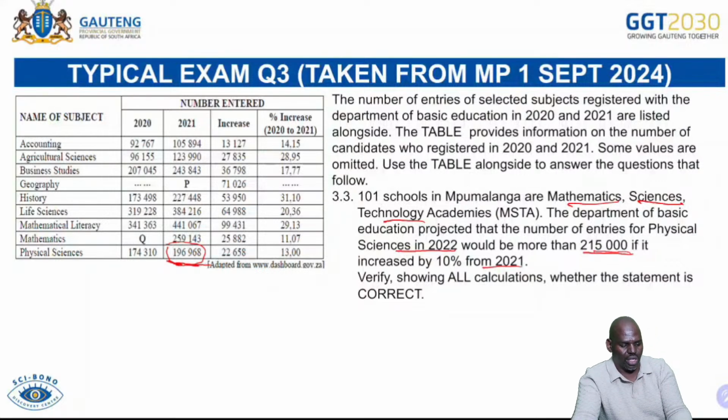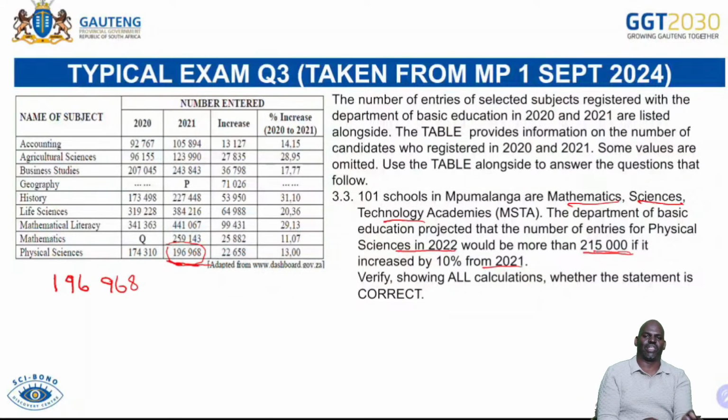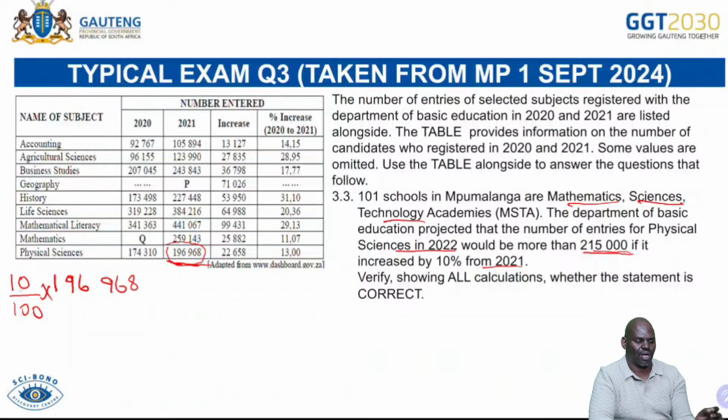Now we know that we need to increase 196,968 by 10%. There's more than one way of doing this. Some learners will start by calculating 10% of 196,968. So you say 10 divided by 100. Okay, 10% is the same as 10 over 100, multiplied by 196,968.